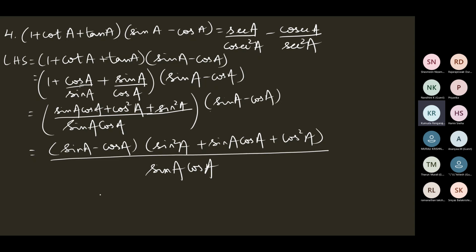Now, what should I write in the numerator? A plus B the whole square? No, the 2AB is not there. Okay.